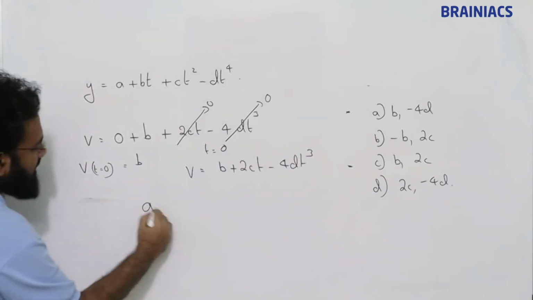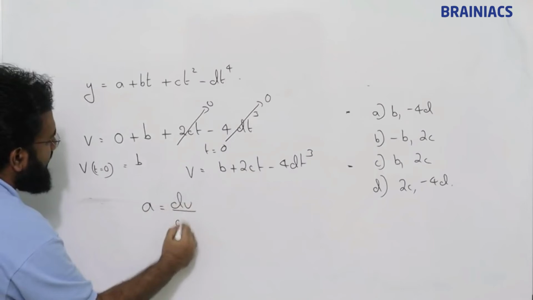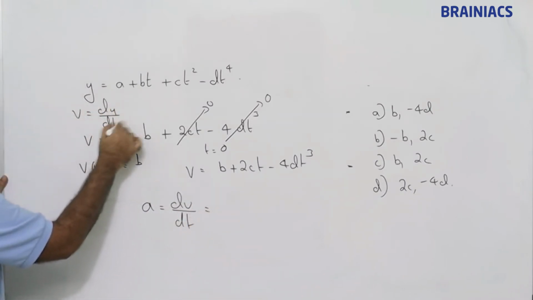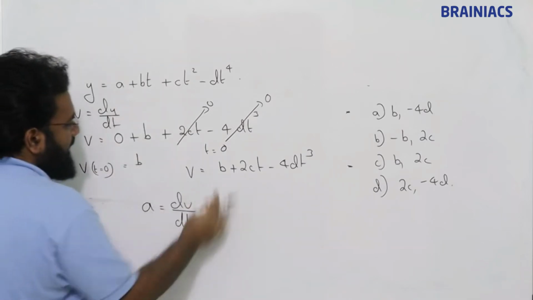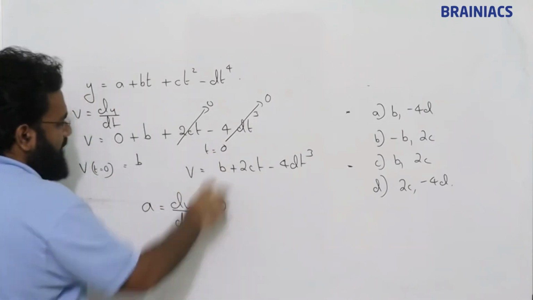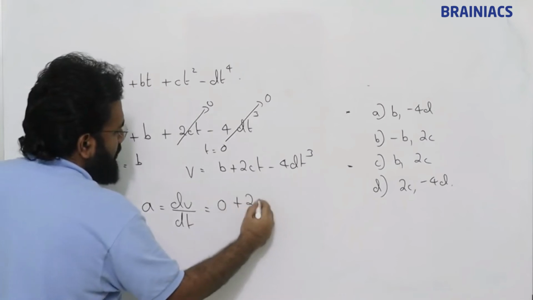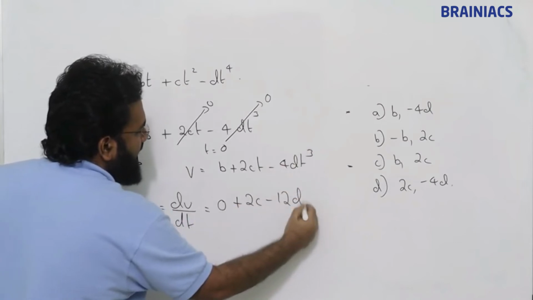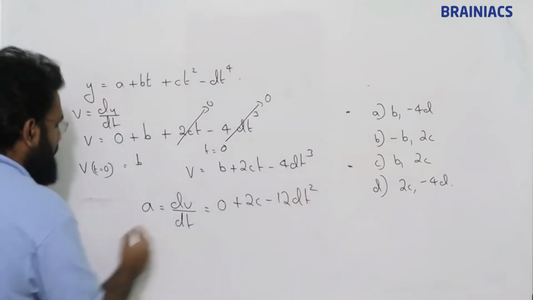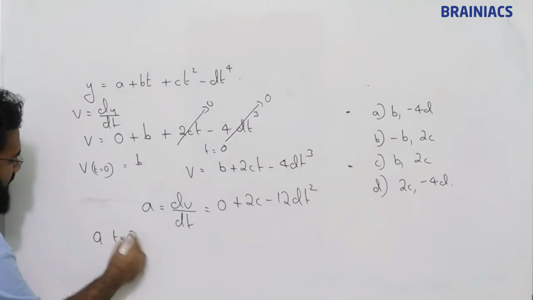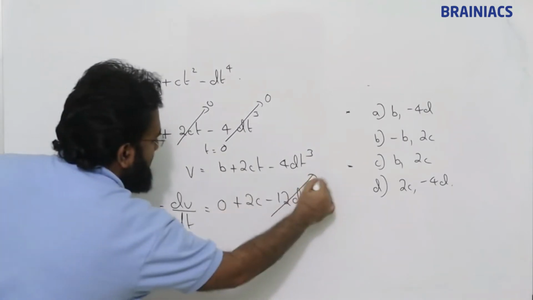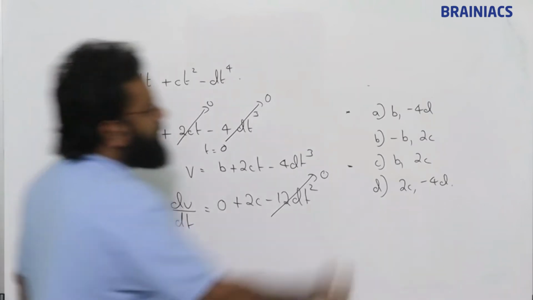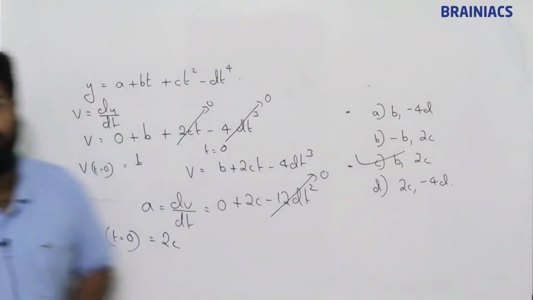Now acceleration is dv by dt. Differentiation of b will be 0. This is going to be 2c, and differentiating the last term, 3 will come here, giving 12dt square. Now acceleration at time t is equal to 0: when you substitute t is equal to 0, the last term becomes 0, and this is going to be 2c. So option C is the correct choice. Note it down.